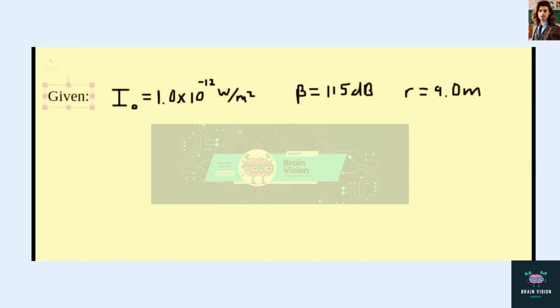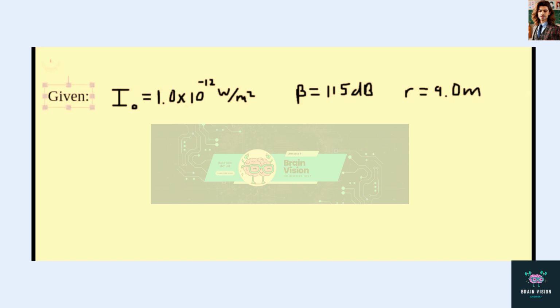And then we're also going to use this constant I naught, this intensity constant, which is 1.0 times 10 to the minus 12 watts per meter squared. It's going to be used in the definition of decibels, okay?